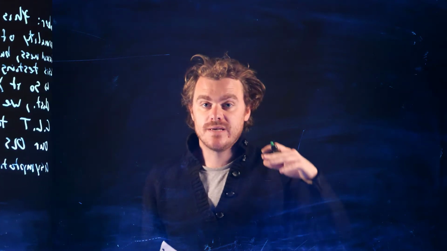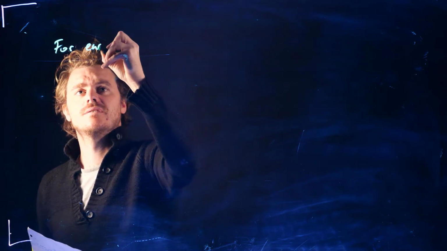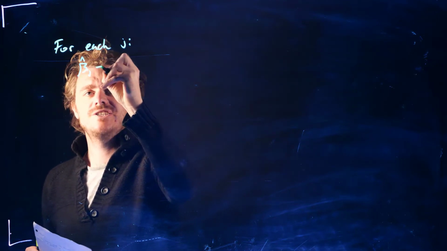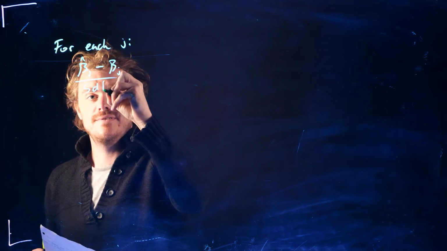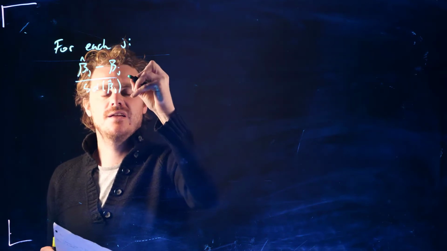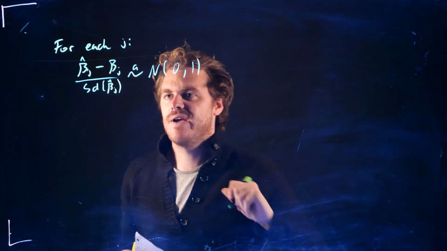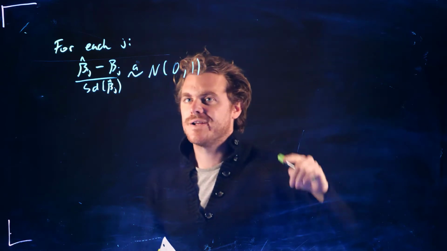So now, if we make the assumption that n is going to infinity, then for each j, just like before, we had (beta hat j minus beta j) over the standard deviation of beta hat j. That's asymptotically normally distributed with a mean of 0 and a variance of 1. That's just like before, but this little a means asymptotically.